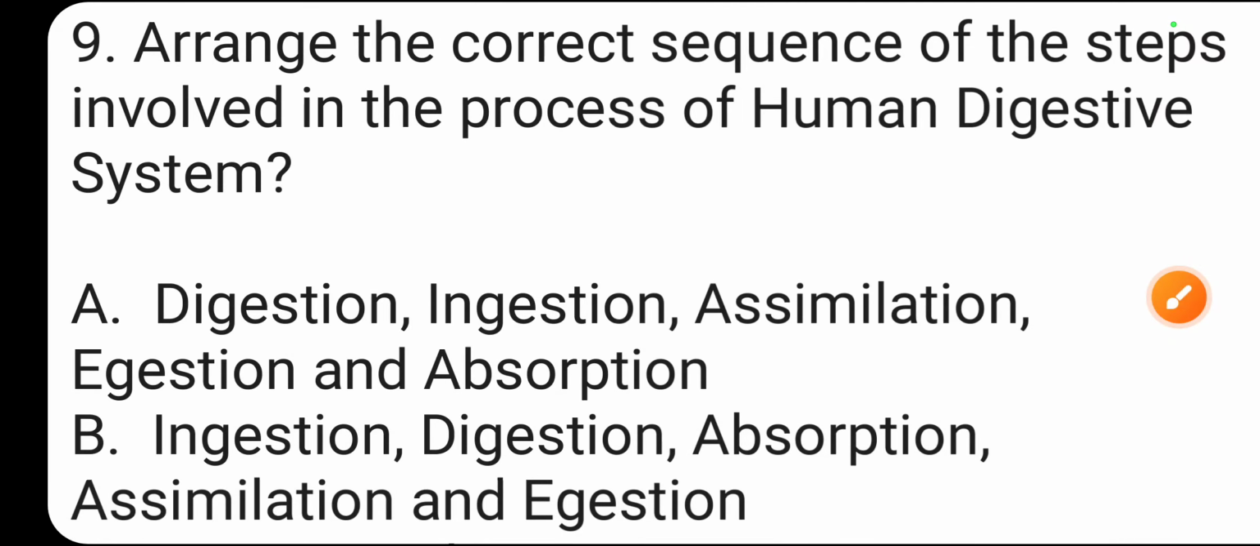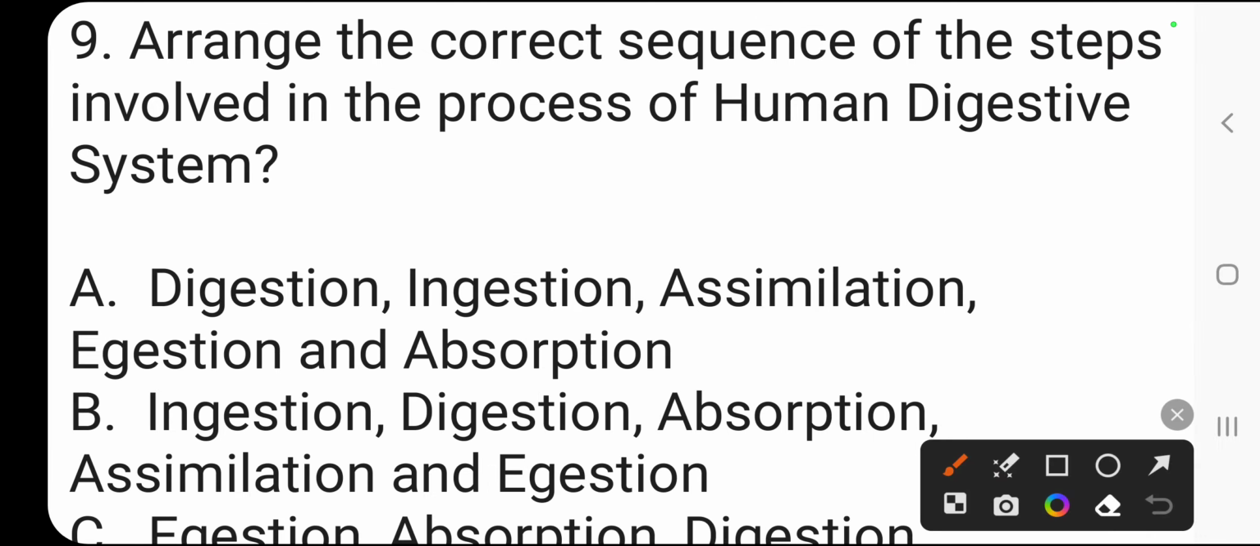Arrange the correct sequence of steps involved in the process of the human digestive system. So there are a series of steps which aid in the complete digestion. The first step is ingestion, then digestion, then absorption, then assimilation and then egestion. This is the correct sequence of the human digestive system: ingestion, digestion, absorption, assimilation and egestion.